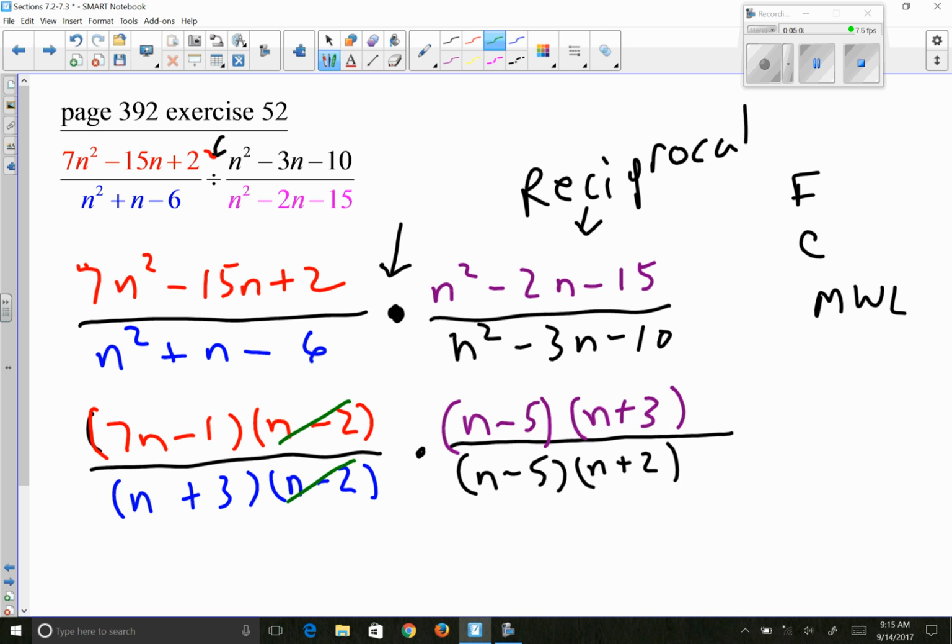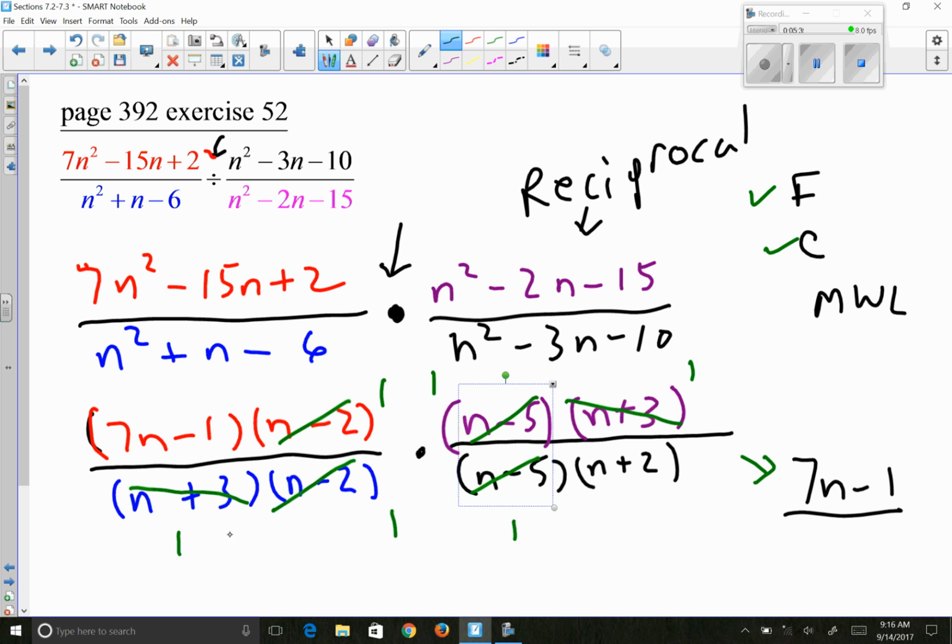N minus 2 divided by n minus 2 is 1 over 1. N plus 3 way over here divided by n plus 3 way down there is 1 over 1. And n minus 5 divided by n minus 5 is 1 over 1. So we factored. That's the hardest part. We canceled. That's all the green. And now multiply what's left. 7n minus 1 times 1 times 1 times 1 is 7n minus 1. 1 times 1 times 1 times n plus 2 is n plus 2. The answer is 7n minus 1 over n plus 2.